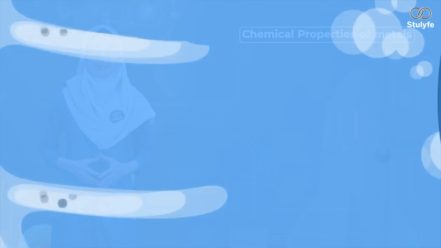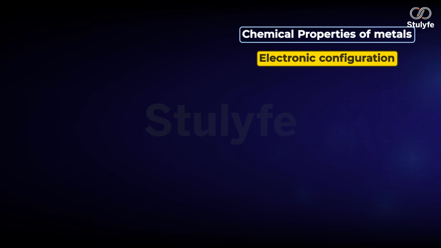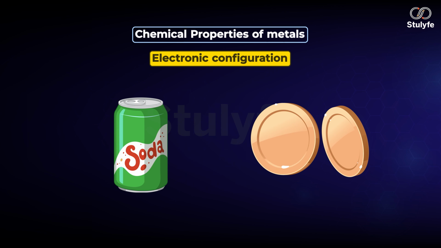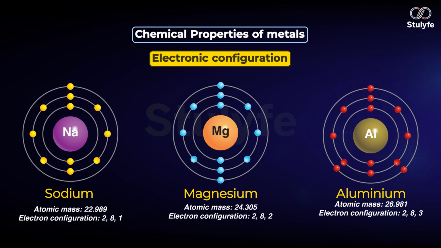Let's dive right in. Our first stop, electronic configuration. In general, metals like aluminium in your soda can or the copper in copper coins have 1 to 3 electrons in their outermost energy level. This is what makes them so good at conducting electricity. They are eager to give up these electrons and let them move around.